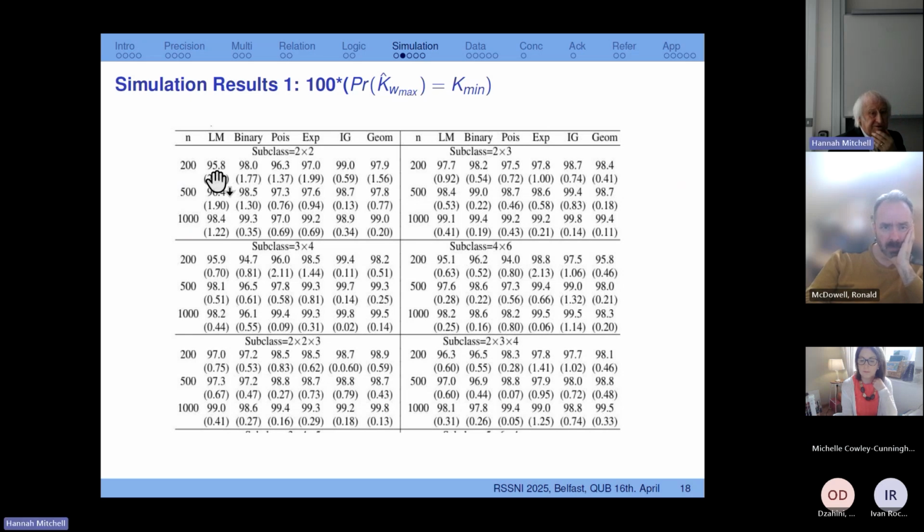Okay, so what's in the table? These 95, 98, 96.3, what are they? They're percentages, so they are the probability that our estimator, computed by inspection, attains the minimum.